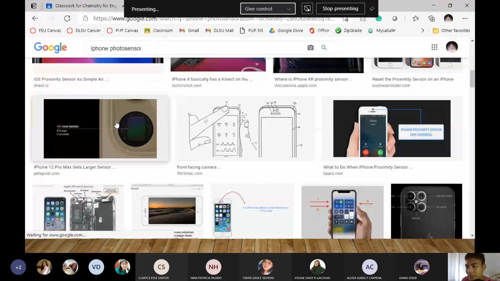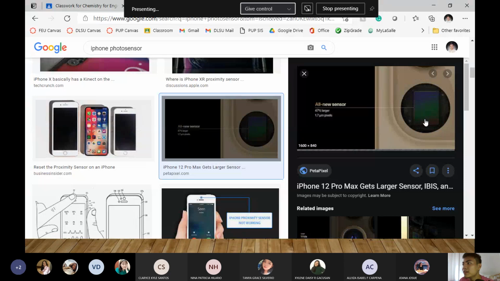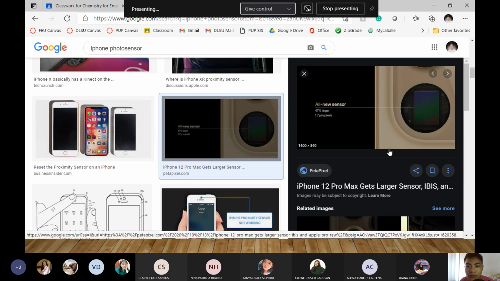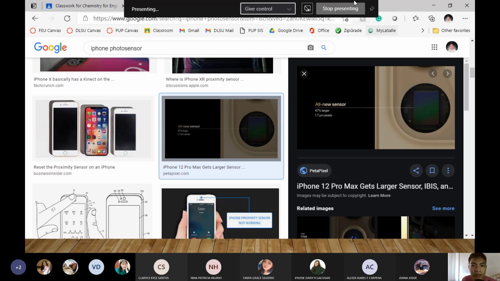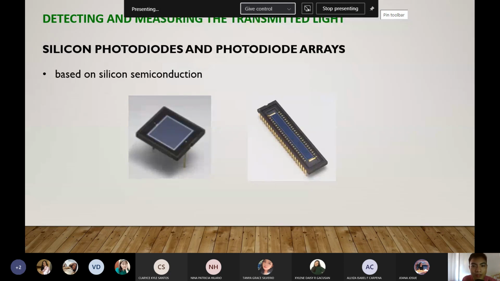This, for example, is from an iPhone 12. That is its sensor. That sensor is typically a photodiode. The light hits it, then it converts it into electricity. Then the computer converts that into a picture. But in UV analysis, it does not turn that into a picture. It turns it into a number. It converts it into absorbance.